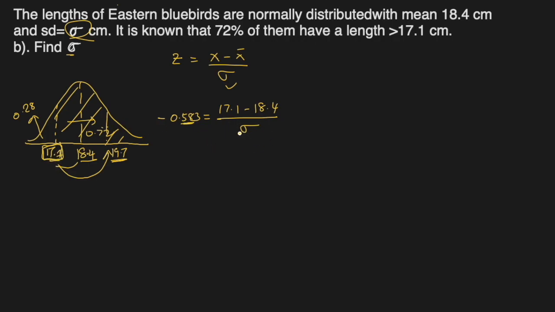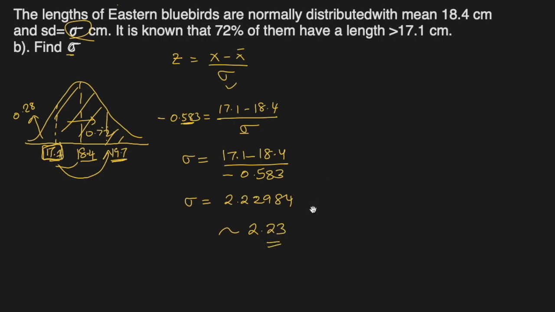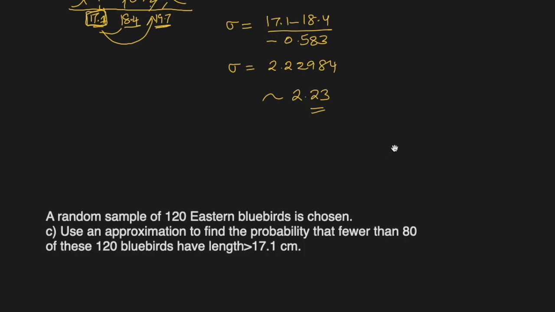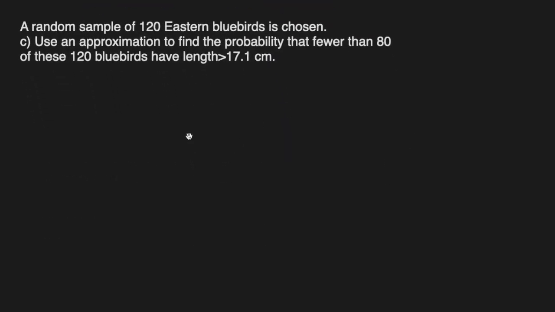Okay, and now we'll find sigma because we know everything. So sigma comes here, and our negative 0.583 will go as denominator there, and simply we will divide this. Using our calculator, we get sigma equal to 2.2922984, which we can round off to 2.23. All right, next one, a random sample of 120 eastern bluebird.